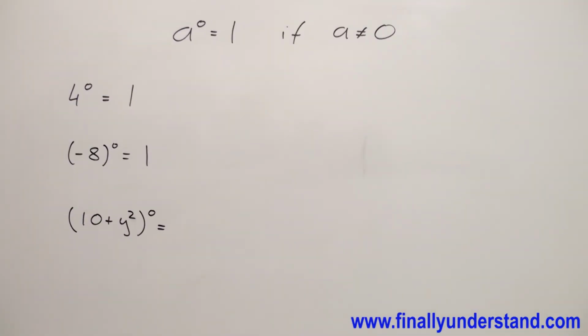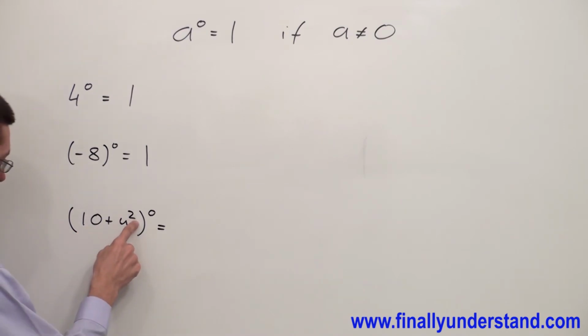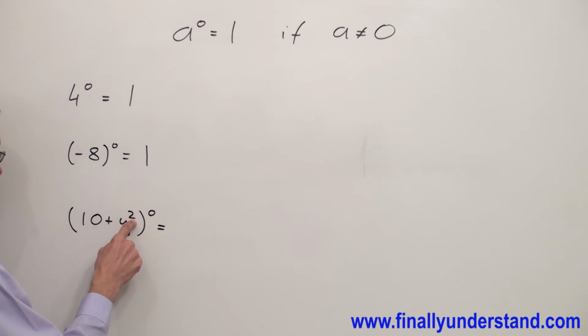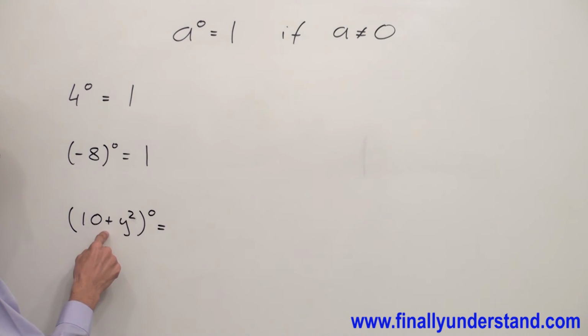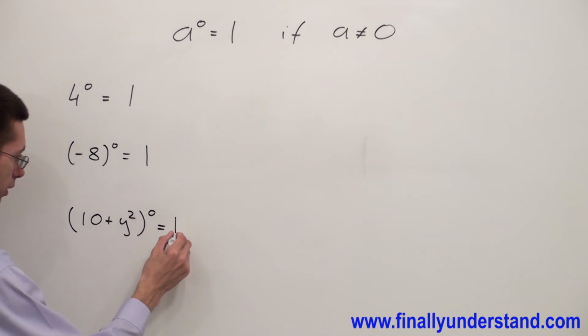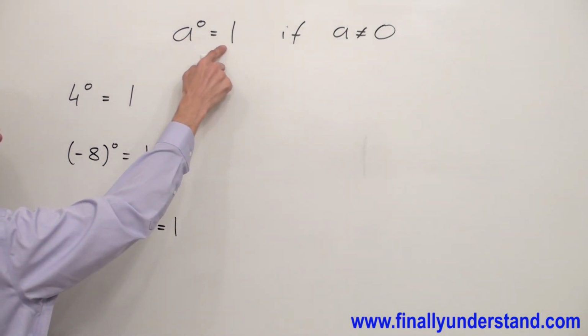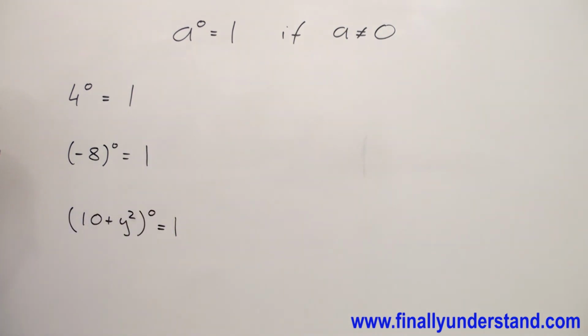Let's take a look at the third example. I have 10 plus y squared. Now, because y is raised to the second power, this expression is never going to be equal to 0. So, this expression raised to 0 is going to give me 1. According to the rule, a to the 0 is equal to 1. This is the solution to the problem.